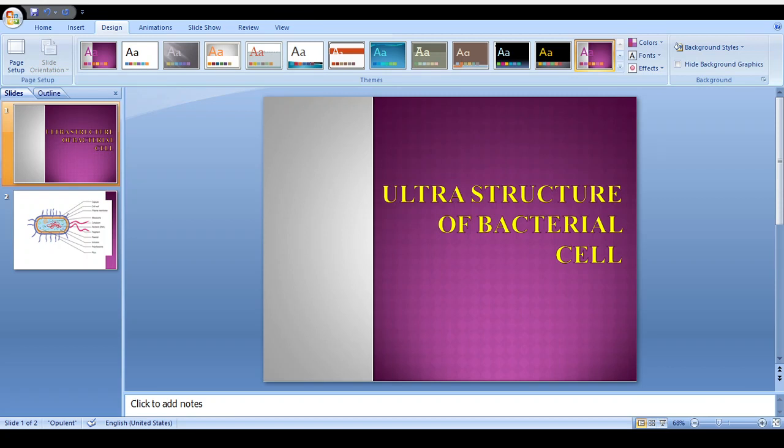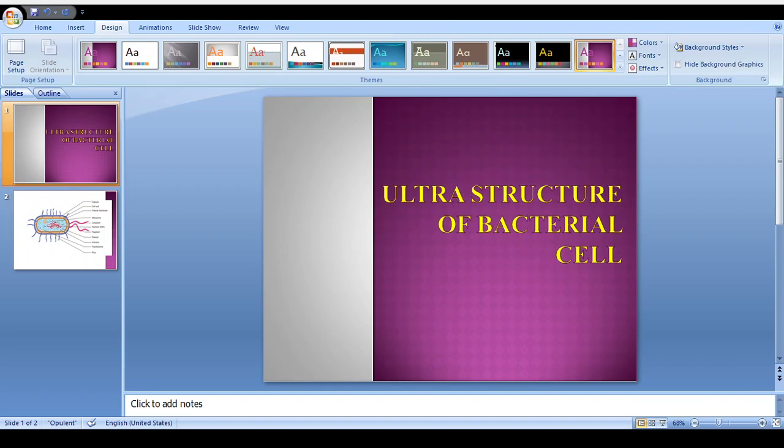Hello everyone. Today we will learn about the ultrastructure of the bacterial cell. As we all know, bacteria is a prokaryotic and unicellular organism. Here in this image, you can see how bacterial cells appear.